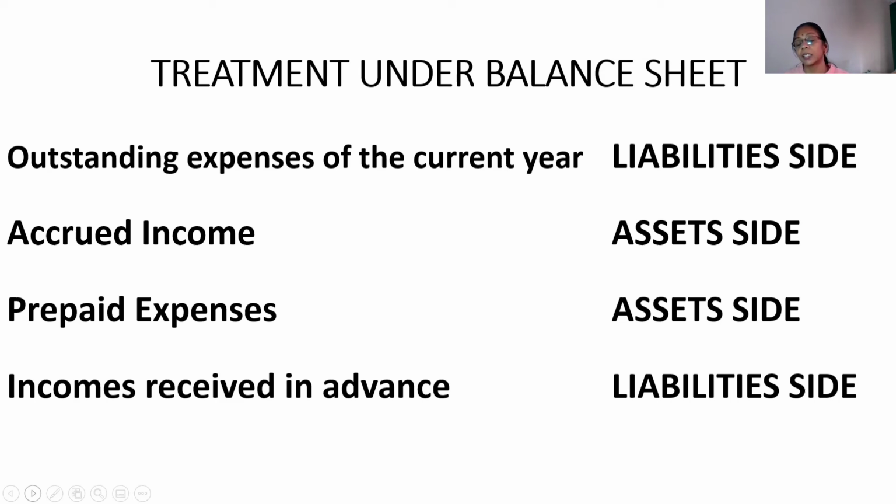Similarly, prepaid expenses that you have paid for the future years would be taken on the asset side of the balance sheet. And income received in advance: you have received the money, but you are yet to work for the NPO. So this would appear on the liability side of the balance sheet.